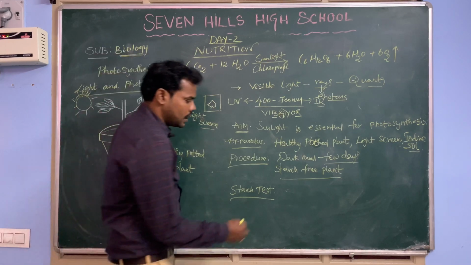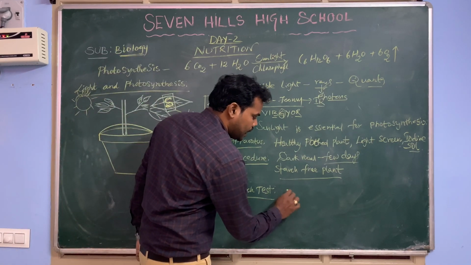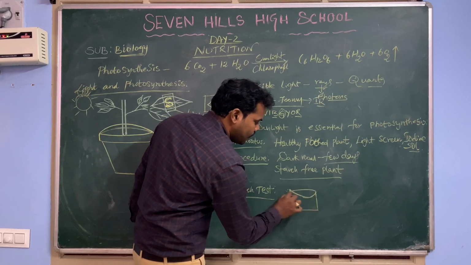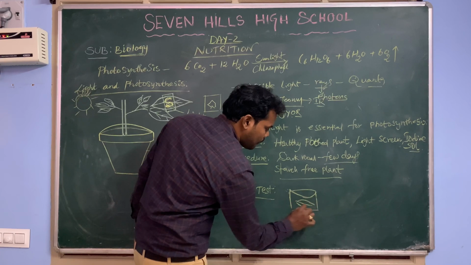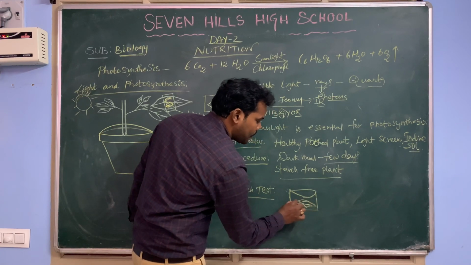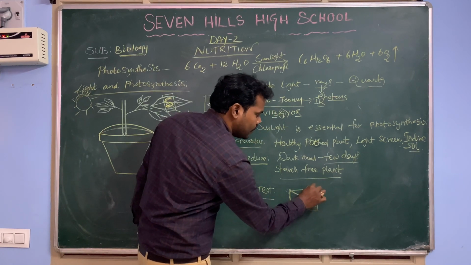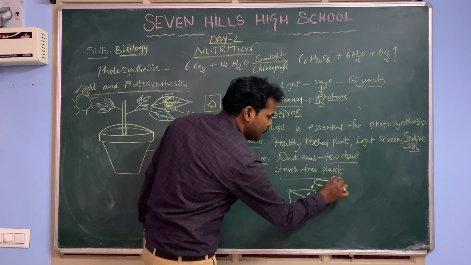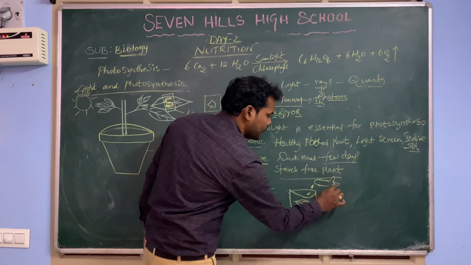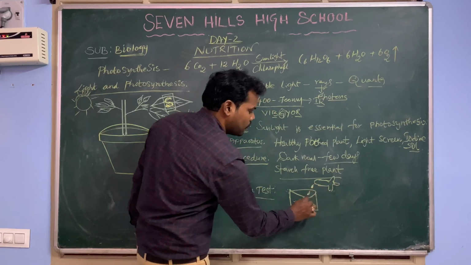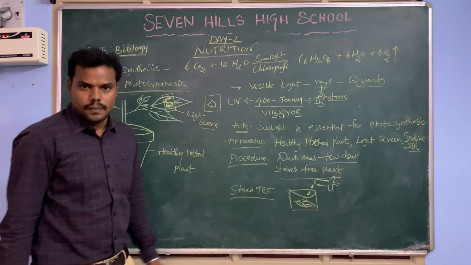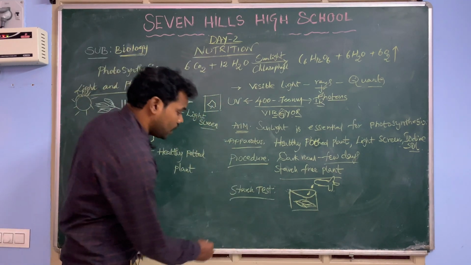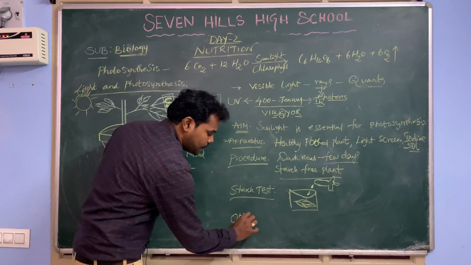We have to take the leaf and a petri dish. This leaf we are going to take in one of the petri dishes, and we have to pour a few drops of iodine solution with the help of a dropper. Whenever we pour the iodine solution on the leaf, we move on to our observation.